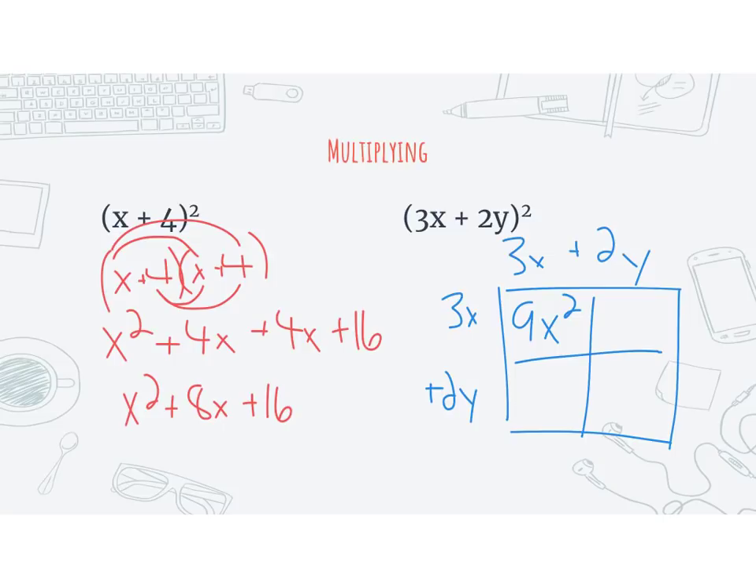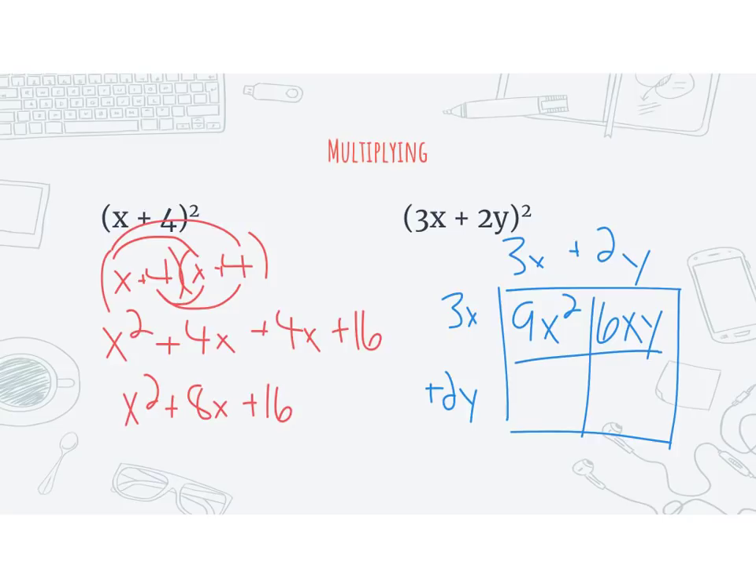3x times 2y now throws some of you guys off. Just deal with each part individually. 3 times 2 is 6. And then x and y, are those like terms or like variables? No, x and y are not like variables. And so that means we can't combine those like we did when we multiplied 3x and 3x together. So we don't get like an xy squared or x squared y squared. All you get is just xy.